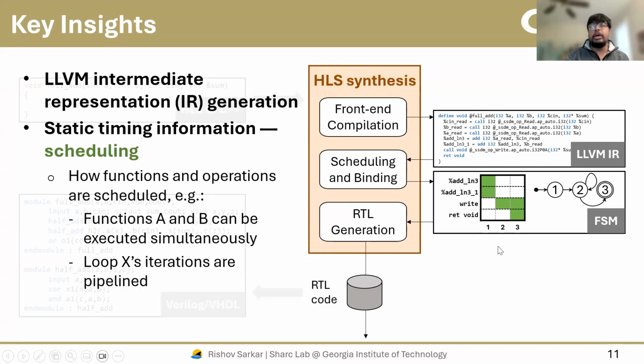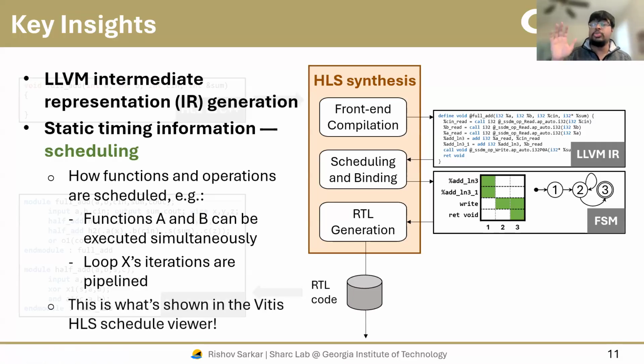This is the first hardware-specific step, where we're deciding for each software instruction when it will execute in hardware in a finite state machine. Of course, the finite state machine can have loops; it can go back and repeat. That's actually what's shown in the schedule viewer in Vitis HLS. For the most part it's straightforward, but if you have a conditional you might skip some of it, and if you have a loop you might go back to some of it. Essentially, it's a state machine.